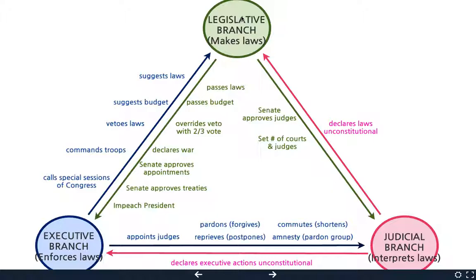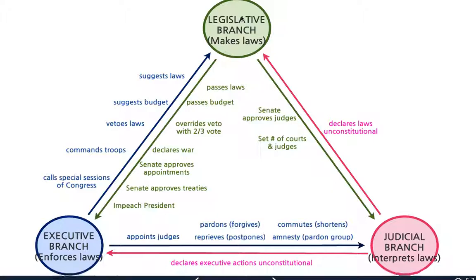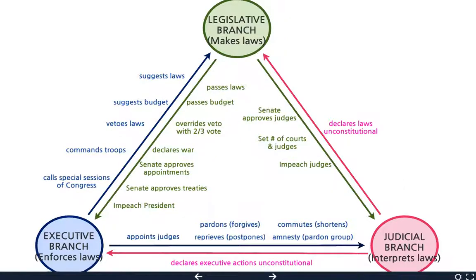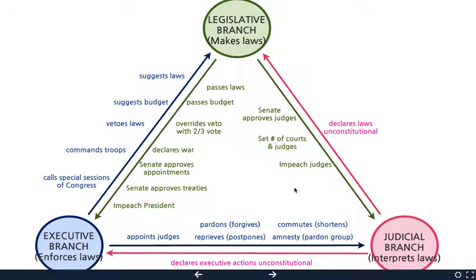The legislative branch also decides how many courts and judges there are. So if the legislative branch says, no, we only want to have 5 people on the U.S. Supreme Court, then the judicial branch wouldn't have as many people there. Now, the legislative branch can also impeach judges, and just like over here, it is a 2-part process in which the House is going to accuse and the Senate is going to have the trial.